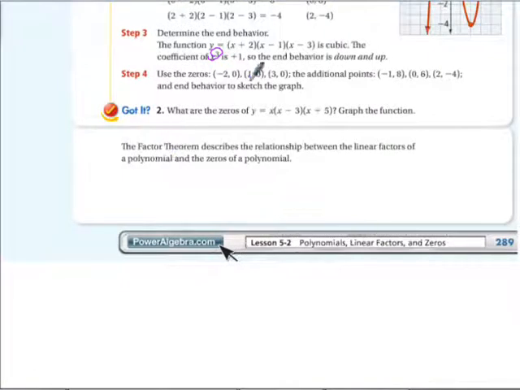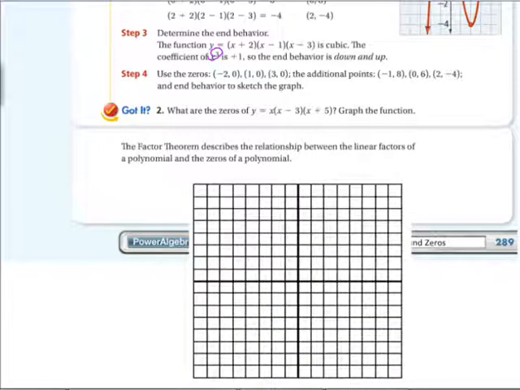So let's take a look at Got It 2, and we'll work on that one together. Let me throw a graph on here. All right, so there's our graph. First we look at this. What are the zeros of this function? Well, we have x minus 3, and we have x plus 5. So the zeros are x equals 0, 3, and -5. The first thing I'm going to do is put points at 0, 3, and -5.